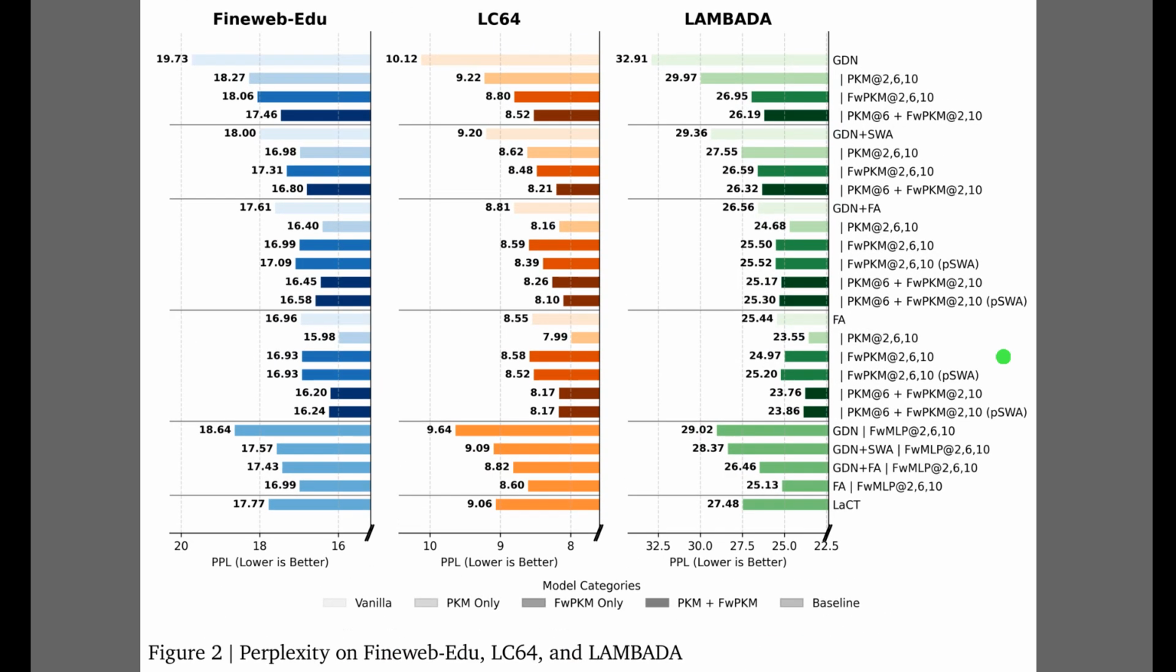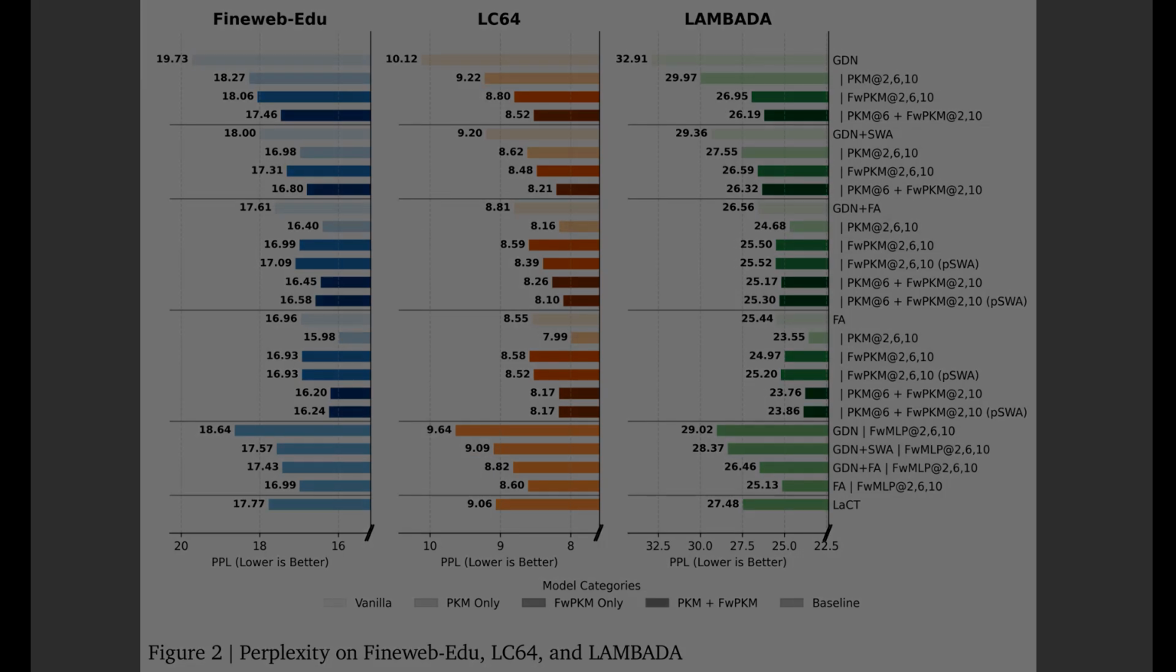So, Figure 2 breaks down perplexity scores, where bars extending to the right indicate lower perplexity and better performance. In the center and right panels for LC64 and Lambda, the fast weight variants in darker colors clearly outperform the static baselines, confirming they effectively handle long-range dependencies. Conversely, the FwPKM results on the left show that standard static memory often drives the biggest gains for general knowledge. Crucially, the darkest bars demonstrate that combining both modules consistently yields the best results, suggesting they serve complementary roles.